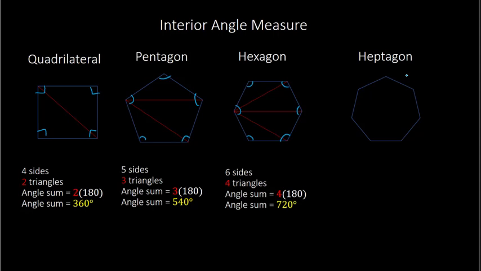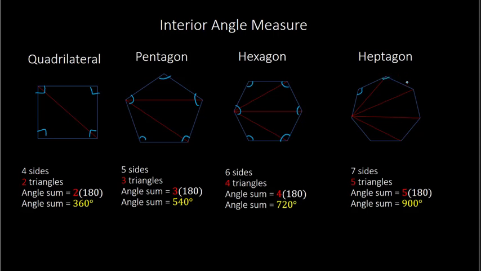Now a heptagon has 7 sides. If we create diagonals from this vertex right here, we would have created 1, 2, 3, 4, 5 different triangles. So we have 5 triangles, and each triangle has 180 degrees. So 5 times 180 gives me 900 degrees for my angle measures. What that means is that if I add every angle together on the inside, that sum would equal 900 degrees.